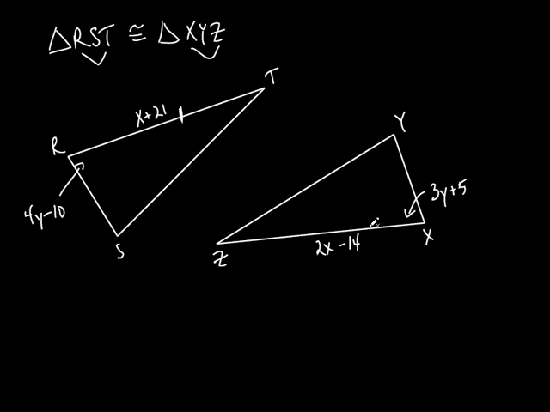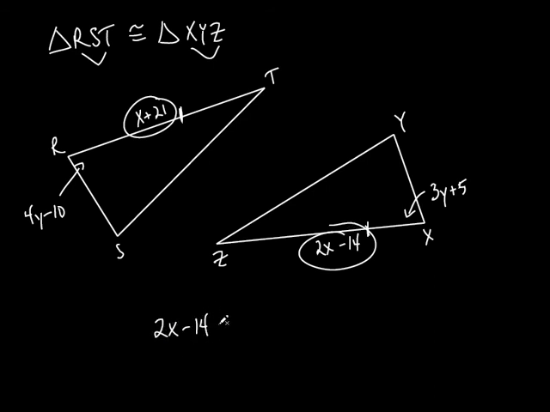So this side and this side have to be equal. How do we know that? Because we looked at this congruence statement and we saw R first and T last, X is first and Z is last. So those are the ones that go together. So what must be true about x plus 21 and 2x minus 14? They got to be equal to each other. So let's do that real quick.